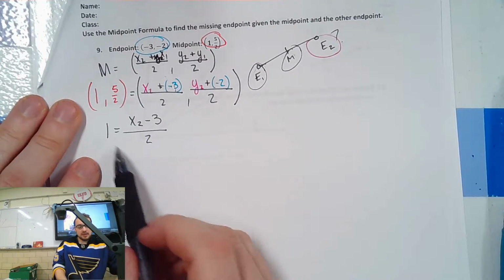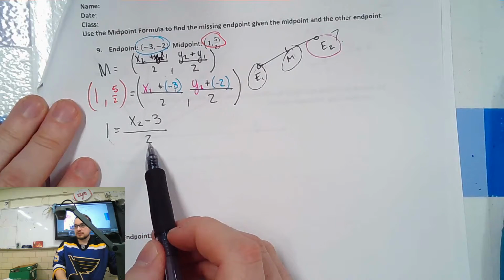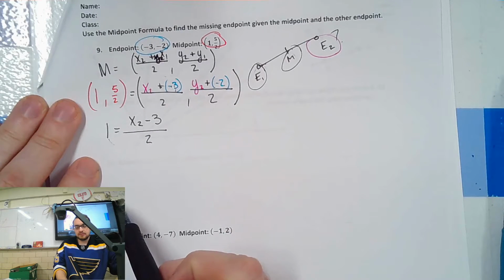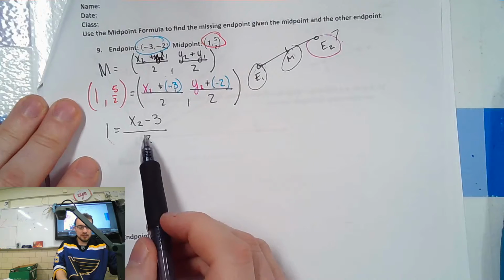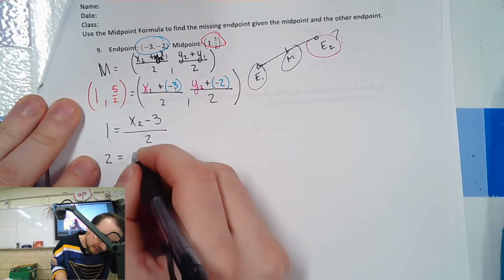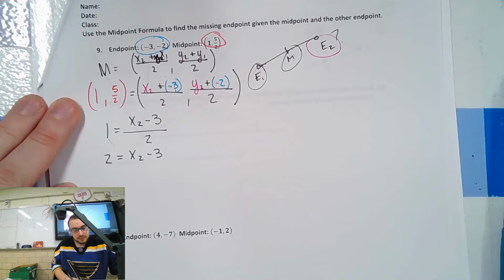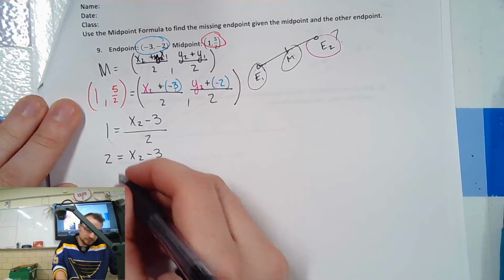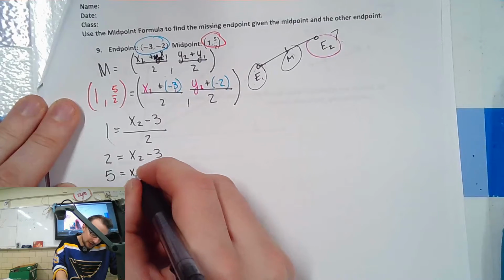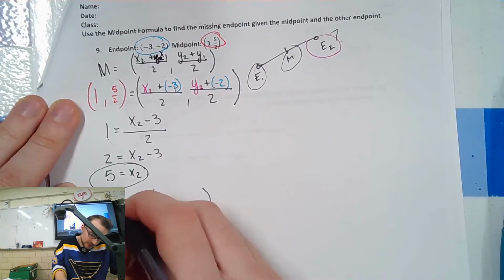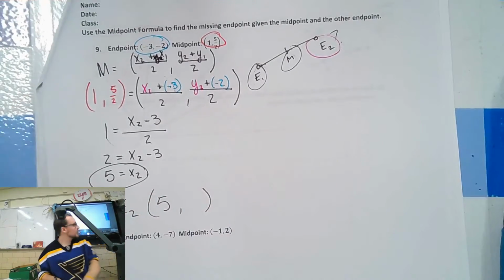How do I solve a problem like this? Well, I have to get rid of division, and I have to get rid of the -3. So let's get rid of division first. What do we do? Multiply by 2 on both sides. When I do this, I get that. Then I'm going to add 3, and x2 is 5. So endpoint number 2 has 5 for its x-coordinate.